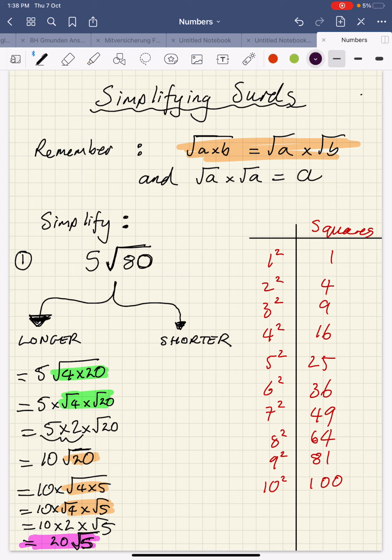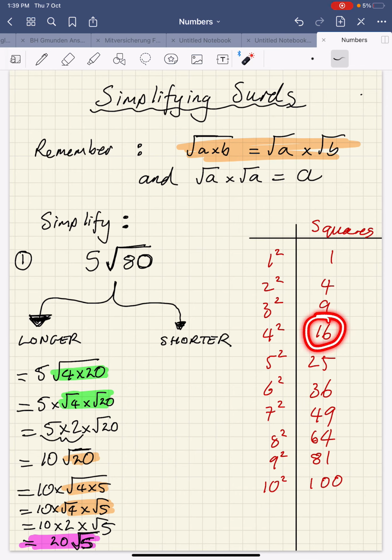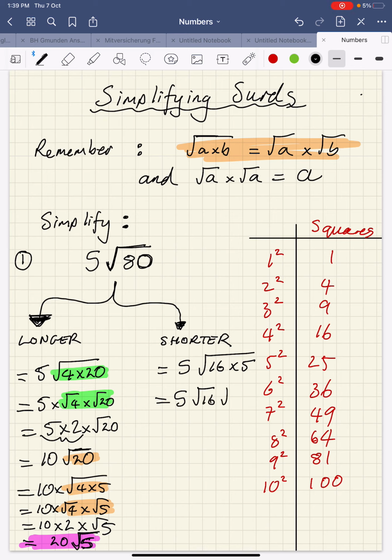Now, the shorter method relies on you being a little bit more savvy with your numbers. So as you scroll down this list of squares, you basically want to think about the highest number that will divide into 80. And in fact, it's 16. So here now, watch the shorter method. We can have 5 times the square root of 16 times 5. And then using our rule of surds, that's root 16 times root 5. So this is 5 times 4 times root 5.